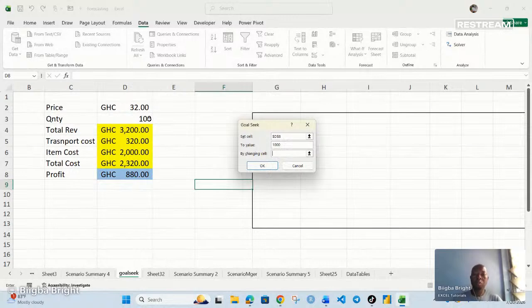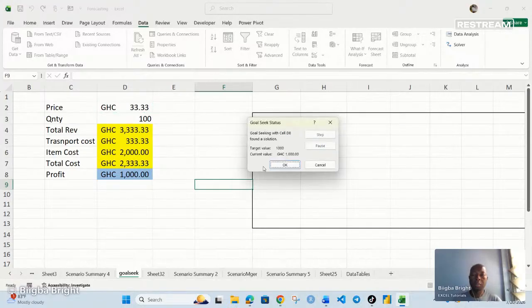So it means the only variable we can change is the price. By changing the price, we are looking for the price at which we can sell the 100 quantity of items that we have to be able to make a profit of 1,000 Ghana cedis. So that's what is here.